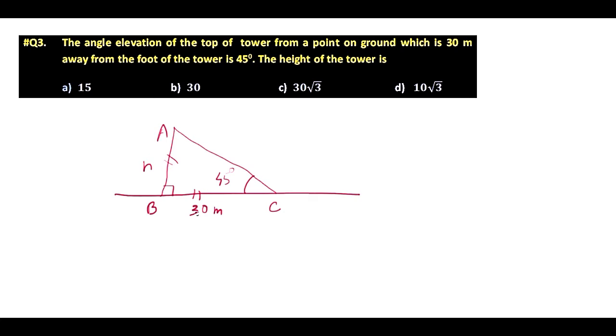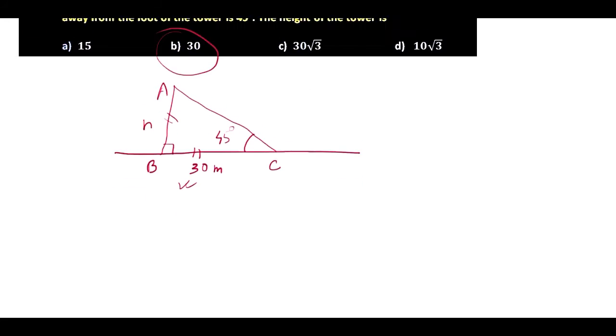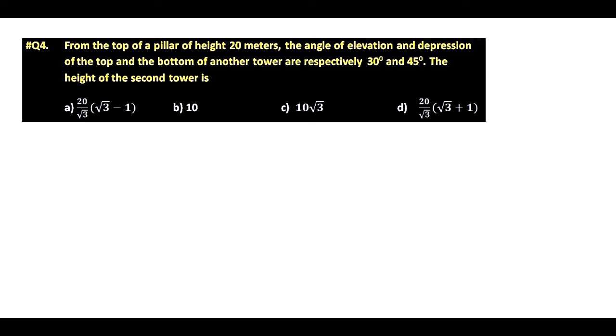Now again I will give a shortcut quickly. These two are equal, so what will be the measurement? 30. This is 30 meter. If unit will be written, okay, fine. Okay. So hope you have understood this. Next problem.